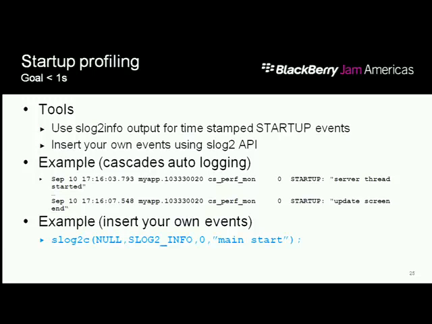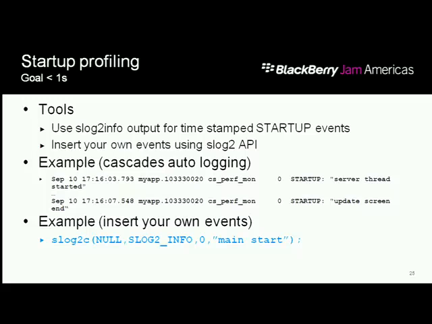So the tools we currently have for that: we have slog2info, which David mentioned before. When you use a Cascades application, the Cascades framework is going to generate some events automatically in this log, and you can inspect this log to find events marked startup. Every event in the log is marked with a timestamp, and its resolution is milliseconds.